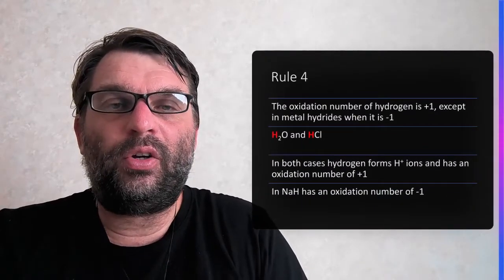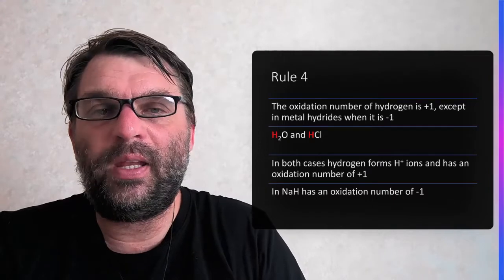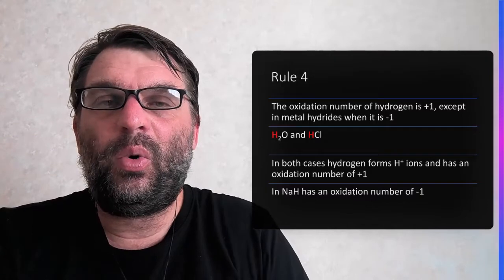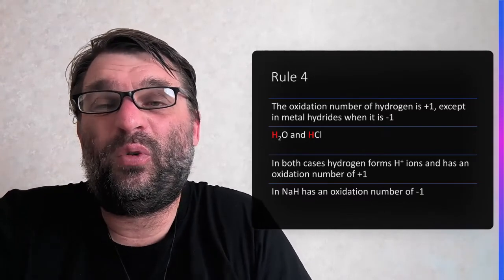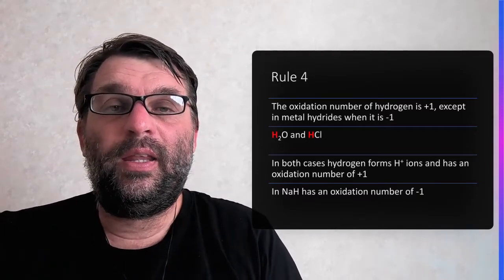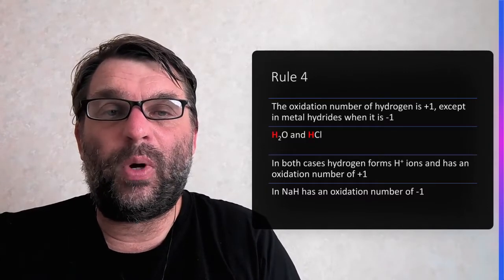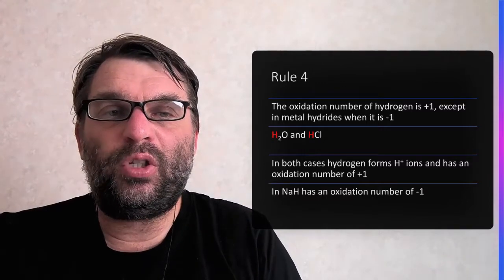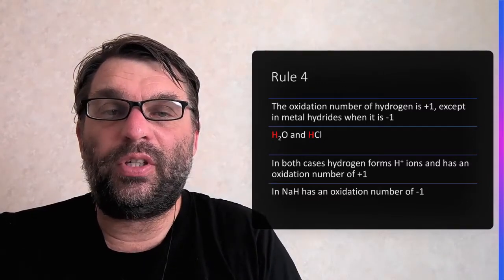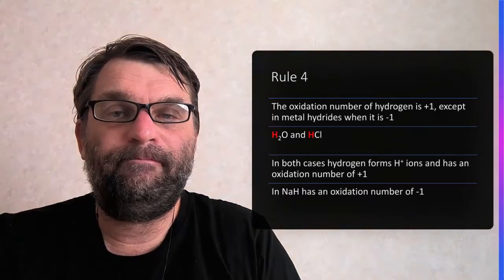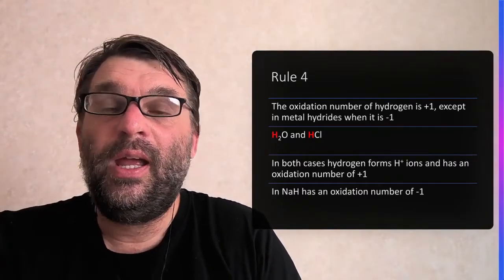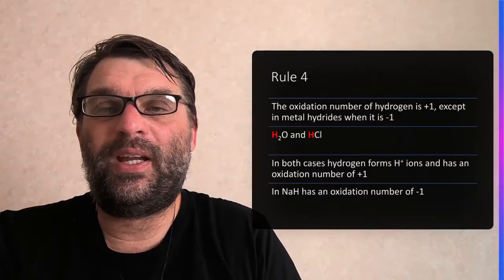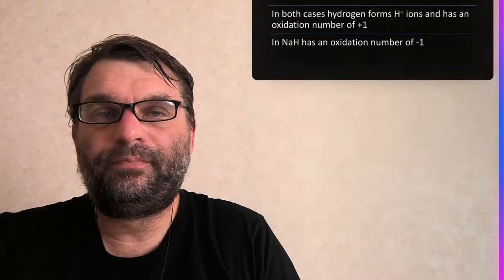Rule 4, the oxidation number of hydrogen is +1, except in something called a metal hydride, which we don't really cover in level 2, where the oxidation number is -1. So for all intents and purposes, for this internal, the oxidation number of hydrogen is +1. So for water and hydrochloric acid, the hydrogen forms protons, and these have oxidation numbers of +1. If we did have it in a hydride, like sodium hydride, then the hydrogen would be -1. But again, it's a very rare case and not really covered in level 2.